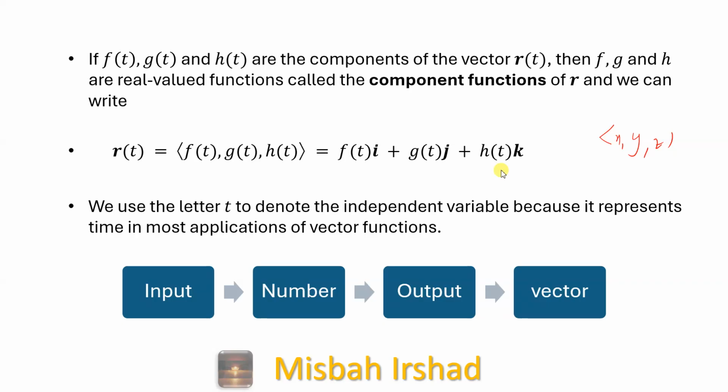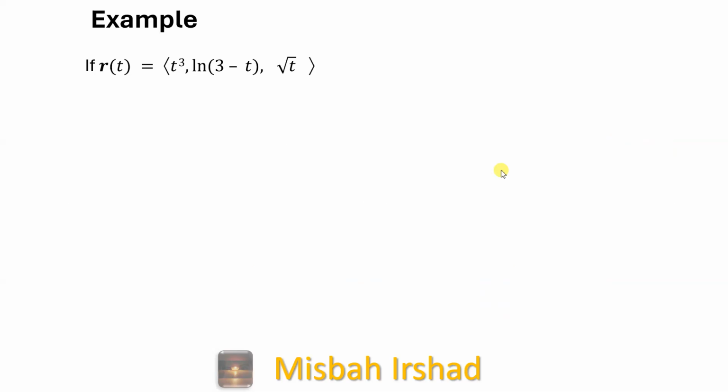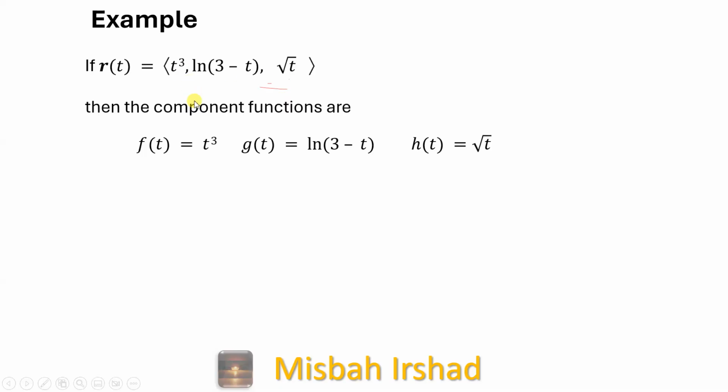Okay, let's discuss these functions with the help of a few examples. First of all, we have an example of a vector valued function, r(t) is equal to t cubed, natural log of (3 minus t), and square root of t. We are required to find the domain of this function. The domain would be the combined or common domain of all these functions, that is, all the values of t for which f(t), g(t), and h(t) are all defined. Here f(t) is t cubed, g(t) is natural log of (3 minus t), and h(t) is square root of t.